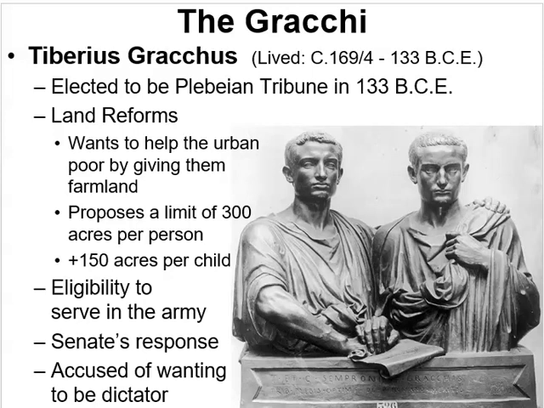Well, Tiberius Gracchus gets elected to that position, and he immediately comes up with a plan to fix the poor in the cities. And the idea is, let's make some land reforms. And these land reforms are very important. What he wants to do is give the urban poor, the poor people that are living in the cities, a little bit of land throughout the Italian countryside, and maybe elsewhere in the rest of the Republic.